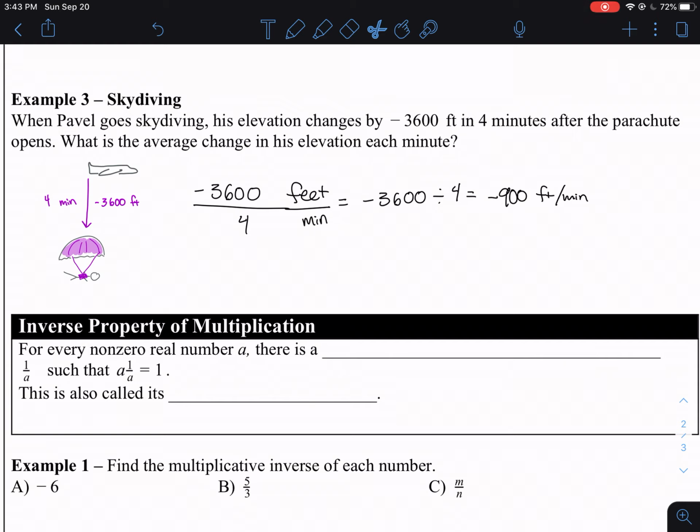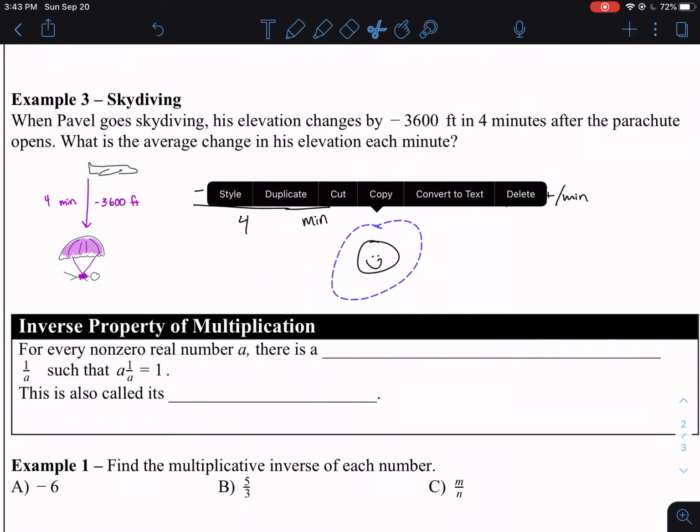Also, I have a good skydiving joke. If you remember to ask me, you might get extra credit. It's funny. I think it's hilarious. It's funnier than that smiley face, which is super funny looking. Oh well. Okay.